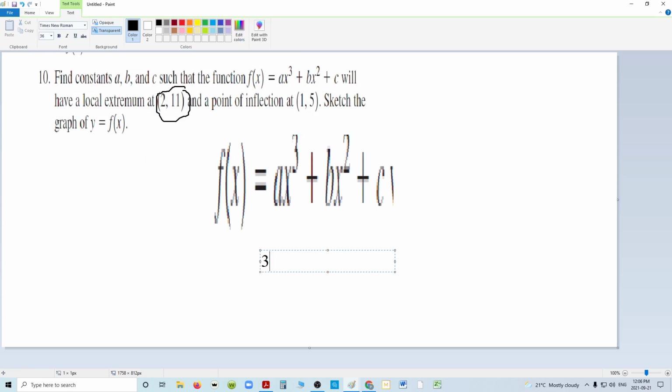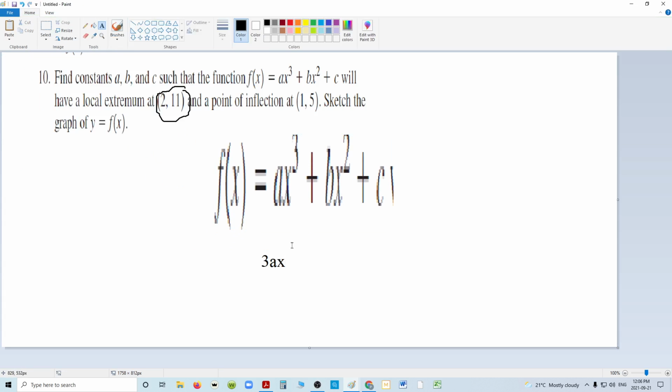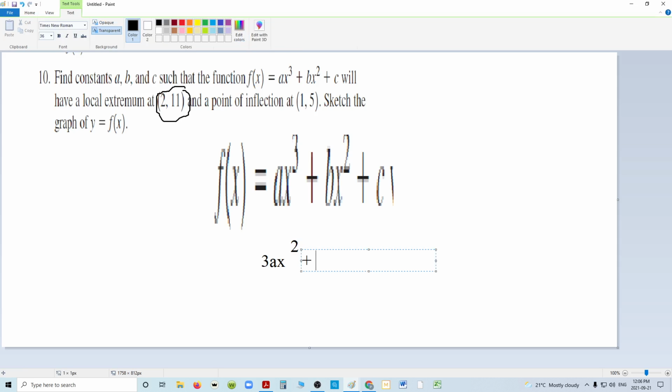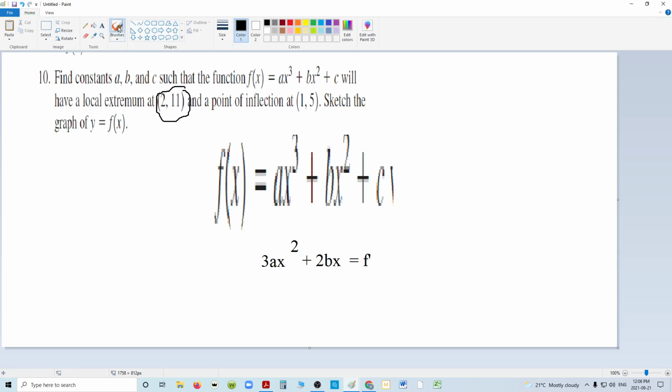It's going to be 3ax squared plus 2bx is equal to the first derivative. And the question is, we're told that when x is 2, we're going to get a 0, because that's when an extreme would be. So when 2 squared times 3, I get 12a. So essentially going to get a formula.